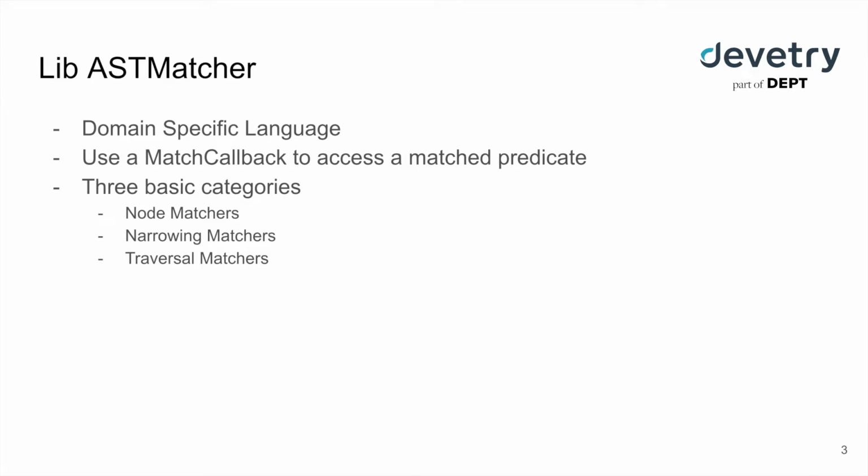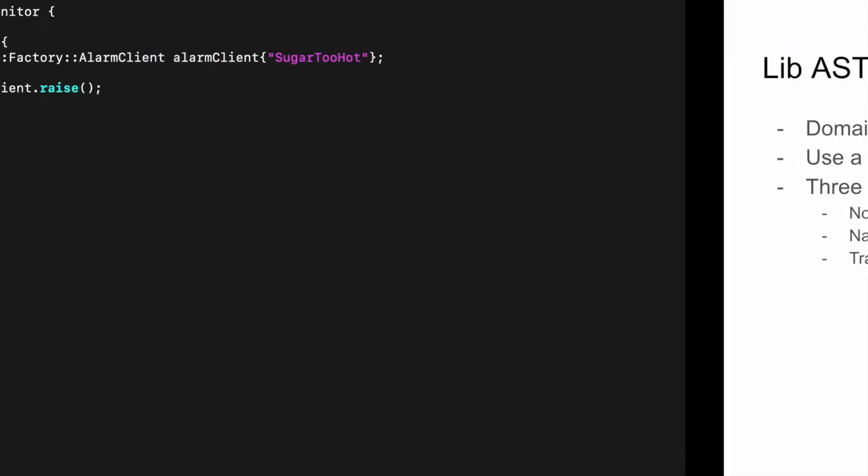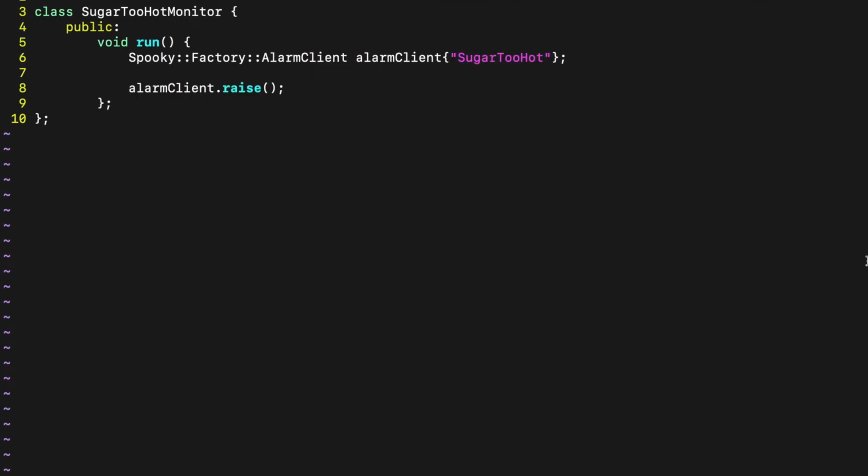So with this, let's write a basic matcher. The problem that we want to solve is that we have this monitor here, and it has an alarm client that takes an alarm as a string, and when we call its raise function, it dispatches an event off to the system that gets handled. We want to ensure every alarm client has its raise called, and we want to know what the alarm name was so we can do further checking.